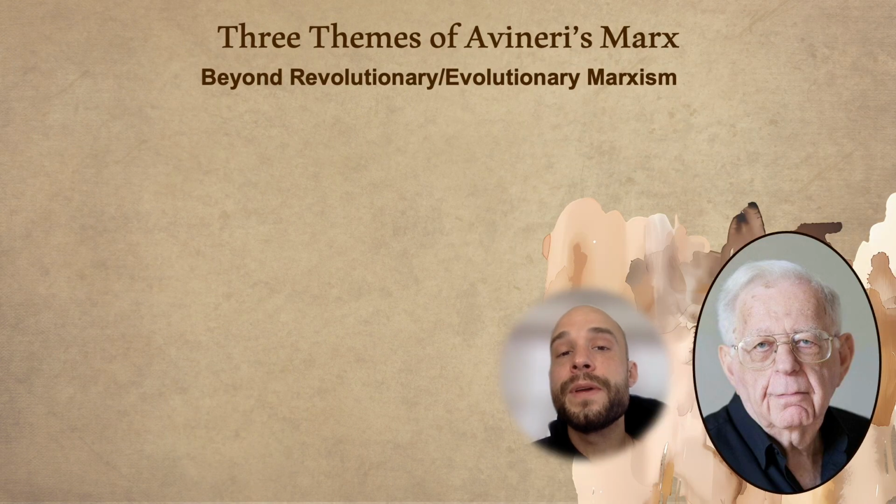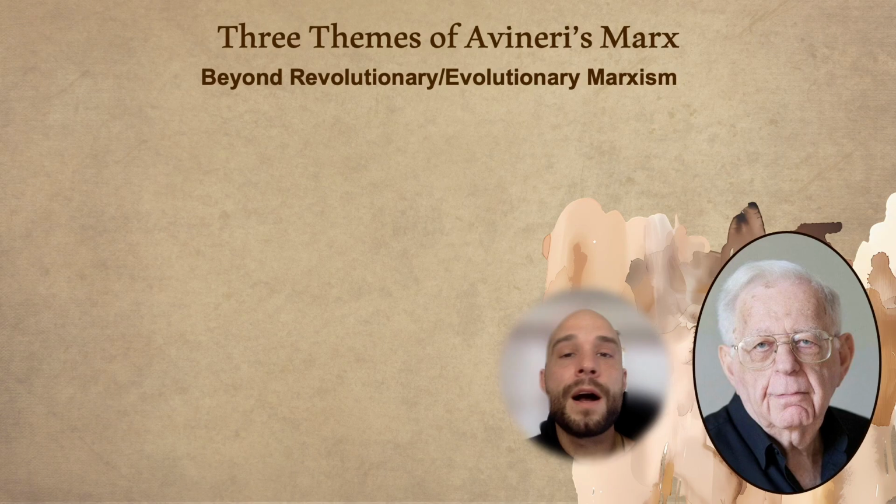I think there are three major themes in Avineri's work on Marx that distinguish him among Marxists and characterize him in such a way that they serve as a good introduction to his approach to Marx. All of these themes seek to push us beyond the debate between revolutionary and evolutionary Marxism that we've been exploring in this unit. Let's read.